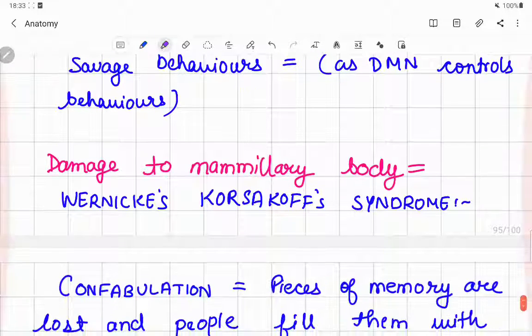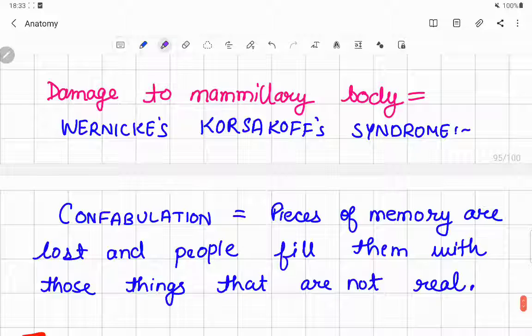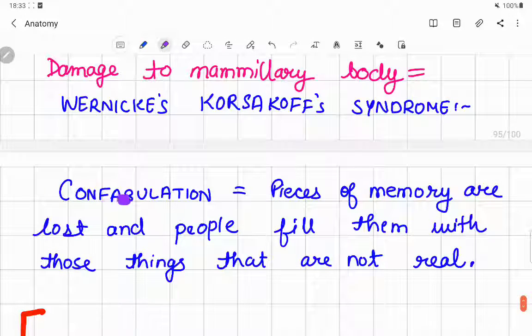Now let us see what happens if there is damage to the mammillary body. We have already seen the function of the mammillary body previously, that is, it helps in maintaining olfactory reflexes and episodic memory. So damage to the mammillary body will result in Wernicke-Korsakoff syndrome. This is a very important syndrome in which there is a state of confabulation, that is, pieces of memory are lost and people fill them with things that are not real.